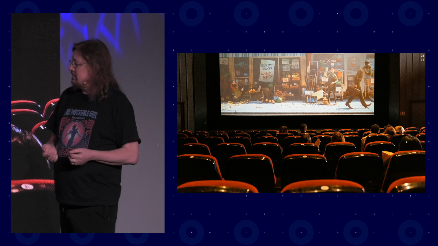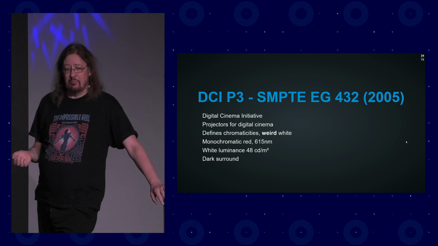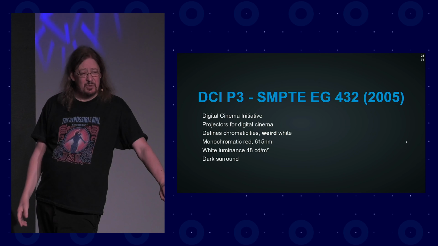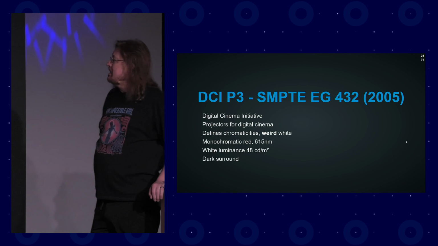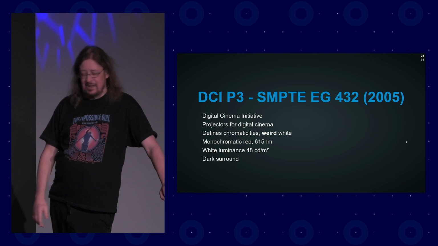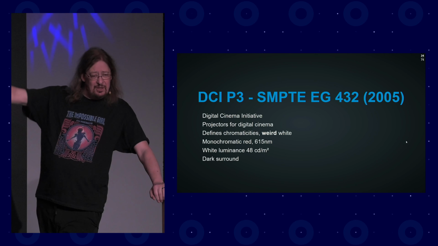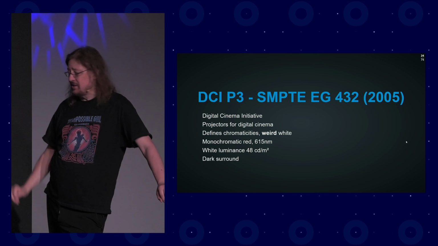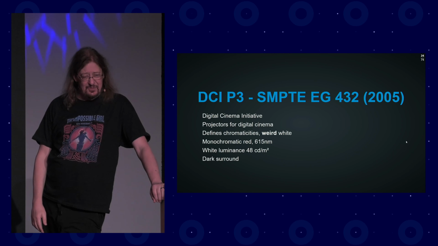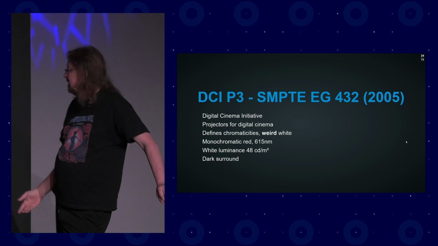And so they came out with a thing called the Digital Cinema Initiative P3, Projector 3. I assume there was a Projector 2 and a Projector 1 that didn't work well. But anyway, there we are. So, okay, this is nice. It has a very weird white, by the way. It looks kind of green. It has a red which is right on that spectral locus. It's a very saturated red. It's actually very dim. 48 candelas is very low. But remember, you're watching cinema in pitch darkness, so that's fine, actually.